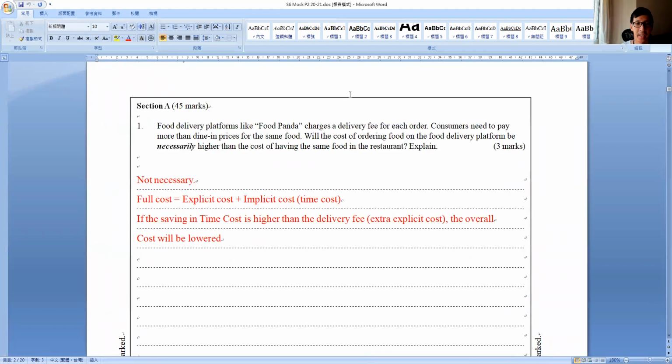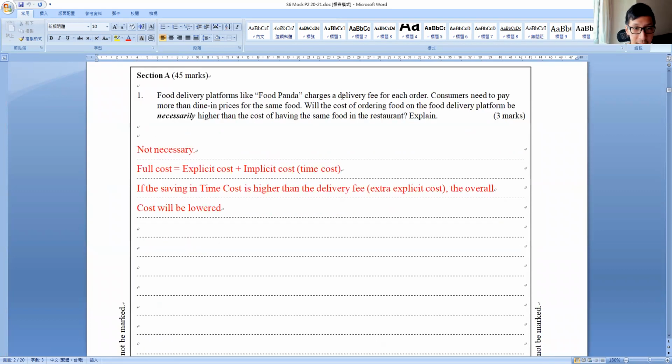Now, section A here, the first question, a very standard question, it says, a Food Panda charges a delivery fee for each order. Now, consumers will need to pay more than the dine-in prices because of the transportation cost. Now, it asks, would the cost necessarily be higher? Now, basically, 99% of the time, when they ask you necessarily, I think you know the answer would be not necessary. Now, but the explanation of how you're going to approach this question is that first, you need to tell me opportunity cost should contain two parts.